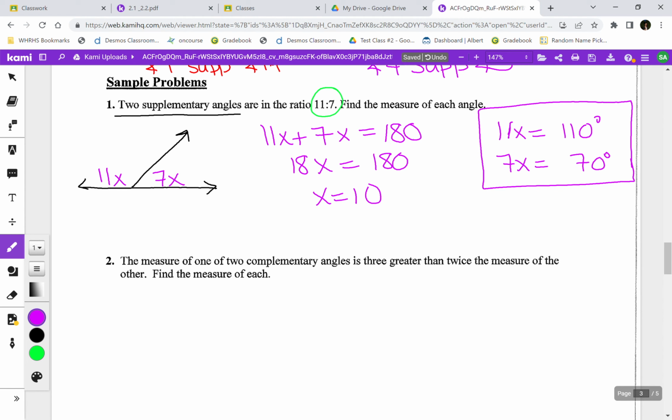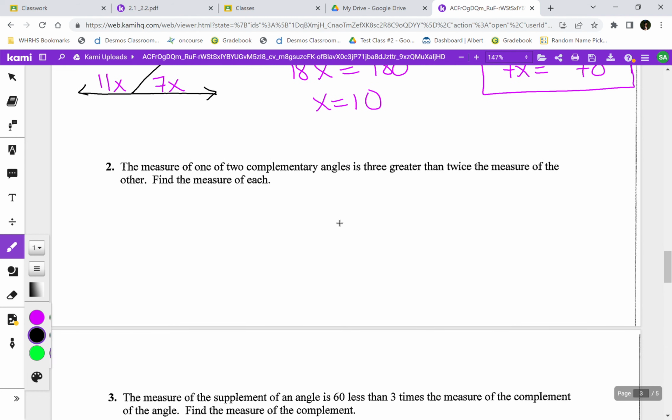All right, number 2, it says the measure of one of two complementary angles is 3 greater than twice the measure of the other. Find the measure of each. All right, did it say supplementary or complementary? So am I drawing a straight angle or a right angle? A right angle. So I'm going to go ahead, I'm going to draw my right angle. And now how many angles am I splitting this into? It says the measure of one of two complementary angles. So one of two, which means total of 2. So I need to split this right angle into 2 angles.